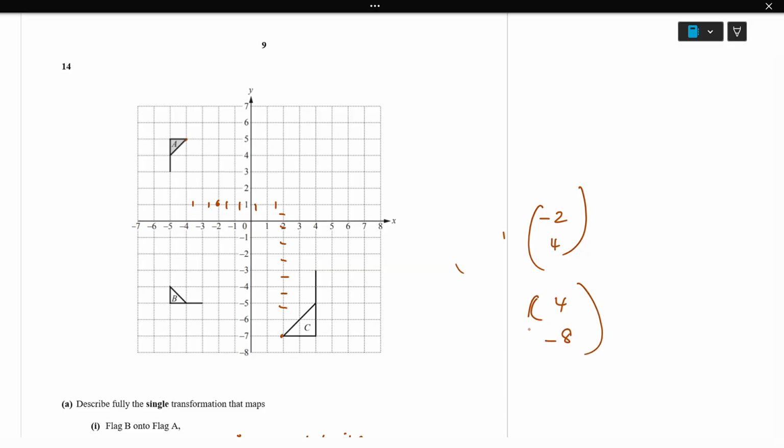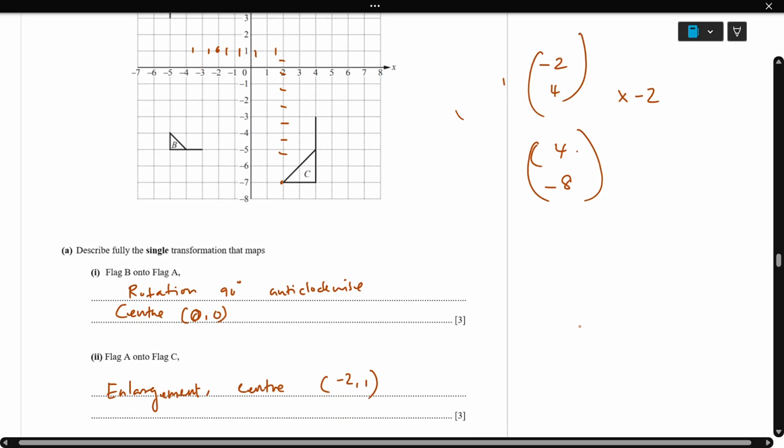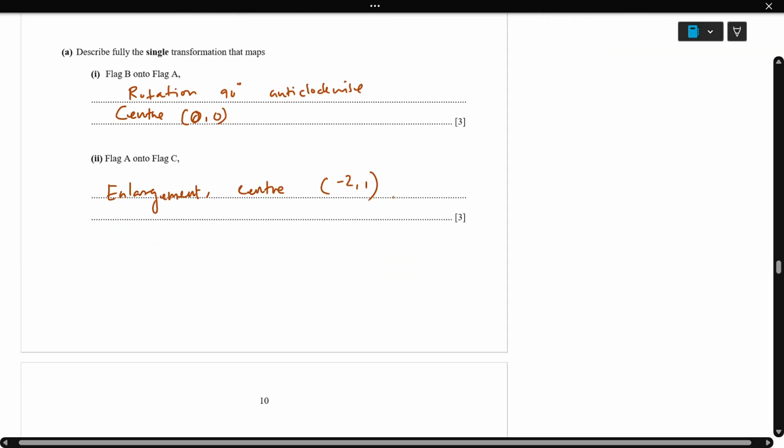Because it is 8 down, how many times is it multiplied by negative 2? Negative 2 times in this case. First, negative 2 times negative 2 is going to be 4. 4 times negative 2 is going to be negative 8. The scale factor is negative 2.